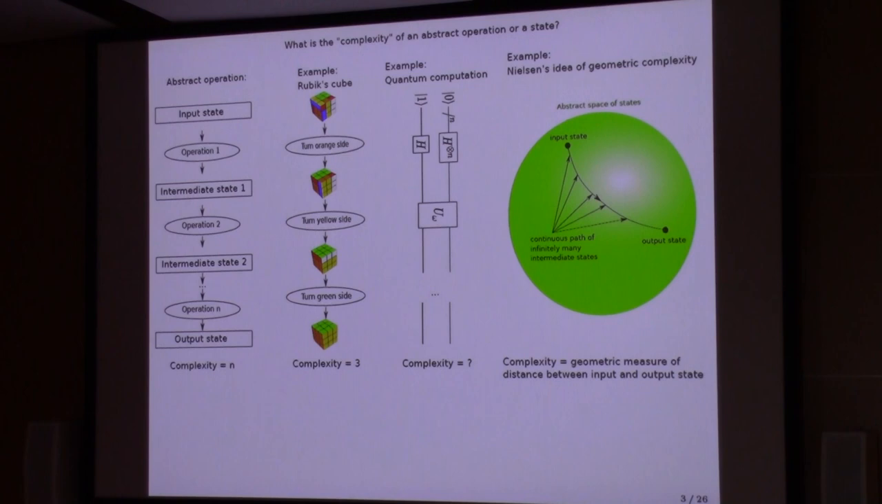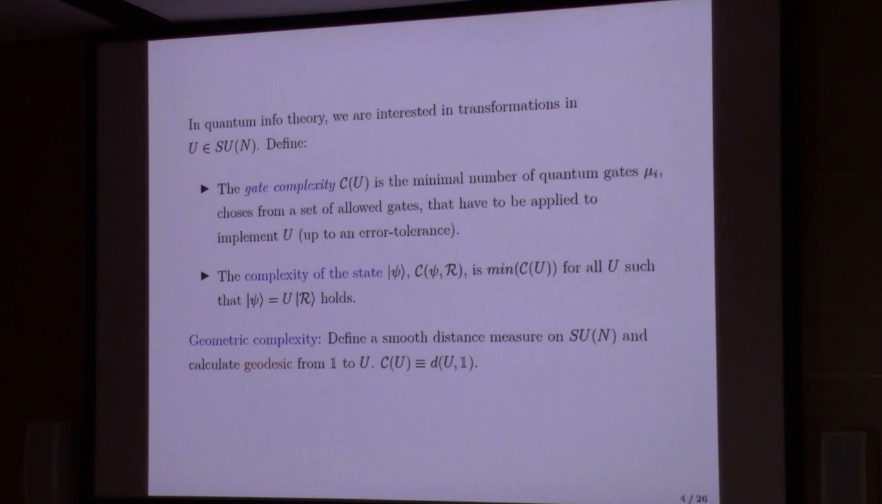And then there's Nielsen's idea of geometric complexity, where you say you have a geometric space of states, and the transformation that turns input state to output state is like a path in that space. Now you define some kind of distance measure on this manifold, and then the length of this path is what we're going to call the complexity. So this is a continuous idea. So you have gate complexity, the number of gates, and if you have input state and output state, you can define the relative complexity. And there's this geometric idea.